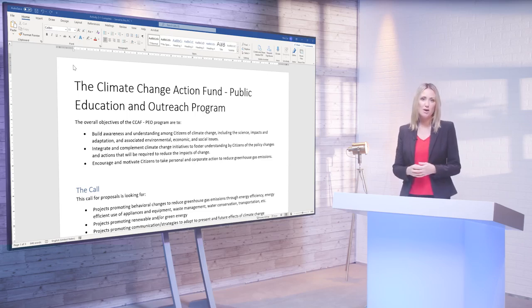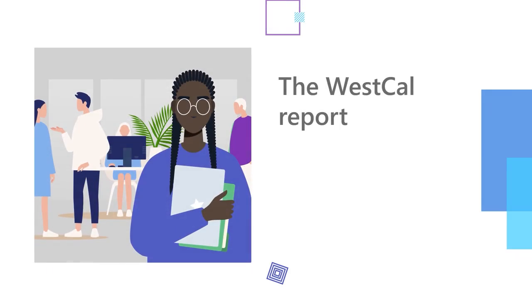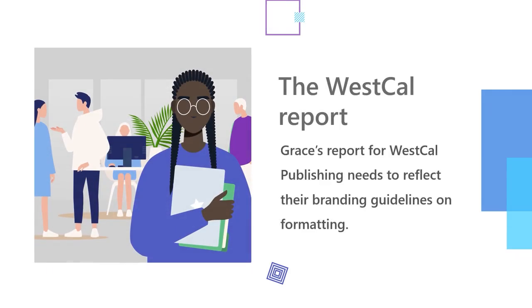Working with text and paragraphs in a Word document involves applying borders and shading, applying styles and effectively managing formatting. Many companies have guidelines around formatting text in their documents. These guidelines are intended to reflect their branding. Here's an example of Westcal Publishing and their formatting guidelines.